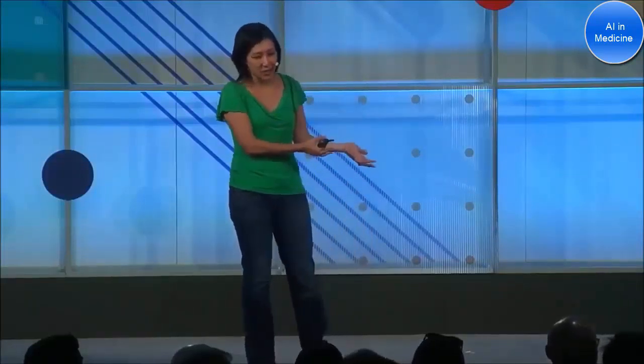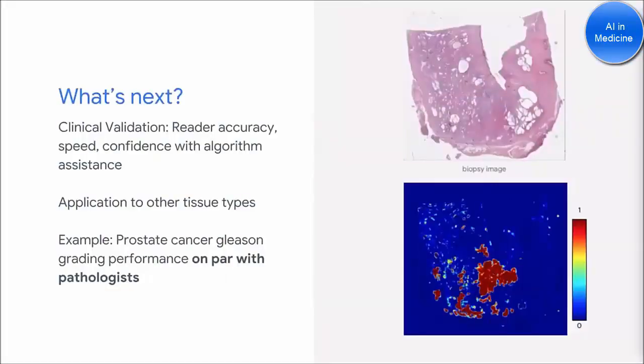So this is very promising, and we're working on validation in a clinic right now in terms of reader studies. How it actually interacts with a doctor is really quite important. And clearly there are applications to other tissues. I talked about lymph nodes, but we have some early studies that show that this works for prostate cancer as well, for Gleason grading.